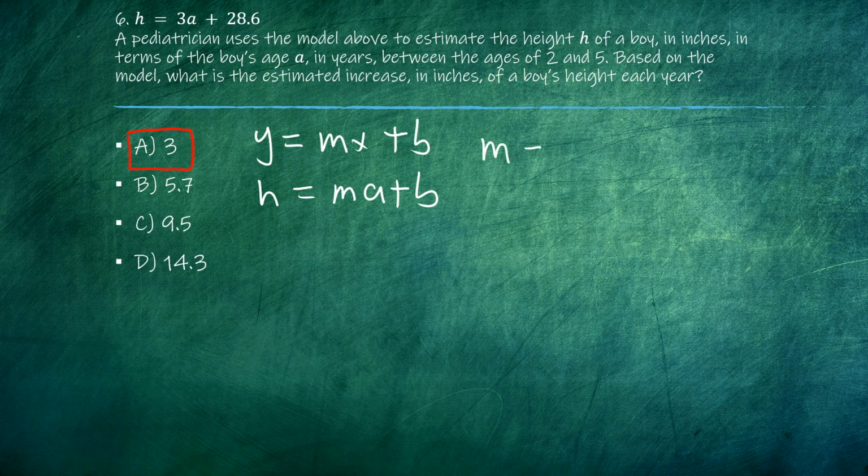So remember, slope m is the change of y over change of x, in this case, the change of the height of the boy over the change of a, the age of the boy. And in this case, it is 3 over 1. So what this means is that for each year increase, the boy's height increases by 3 inches, which is A, the answer.